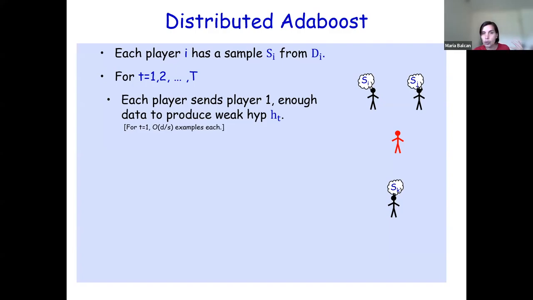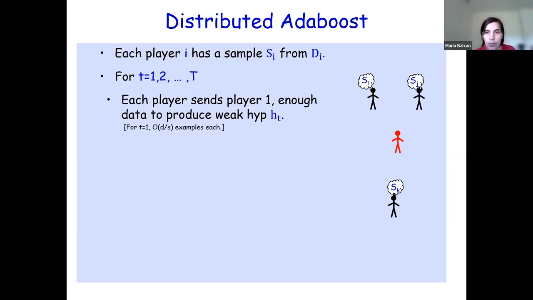At a very high level, the players reweight their own sets of examples internally, and then send enough examples to the center so that we achieve a weak learner in each round, and then everything repeats. We go in rounds. In each round, each player sends only enough data to player one so that player one finds a weak hypothesis. Then player one produces a weak hypothesis and broadcasts it to all the other players. The players then use this weak hypothesis h_t to reweight their own distributions internally, and to send the data for the next round to player one, for everything to repeat.